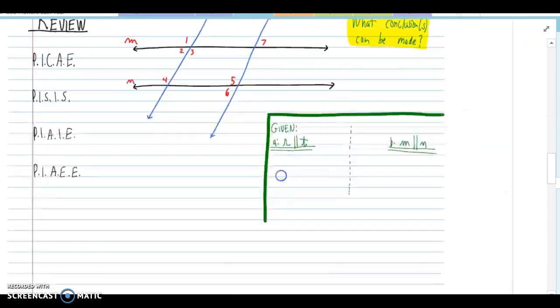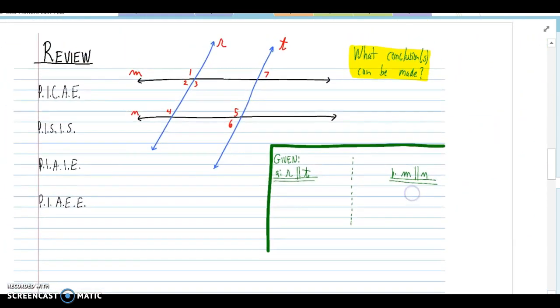A little bit of review from some of our previous sections. We've got lines M and N, lines R and T. And the question is, what conclusions can be made if R is parallel to T? So if these two are parallel to each other, and we're using PICAE, as I look at just the numbered angles that are there, using R parallel to T, so we have parallel line, transversal, parallel line.